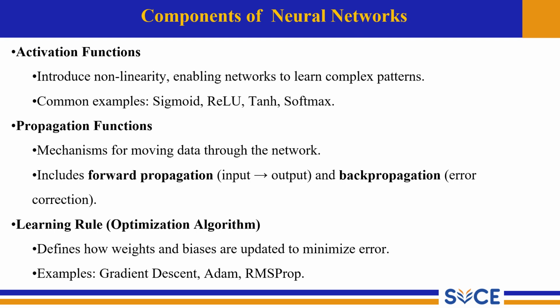Then we have more advanced optimizers like Adam, which combines momentum and adaptive learning rates, making training faster and more stable. Another popular one is RMSProp, which adjusts the learning rate for each parameter and works very well for recurrent and deep networks. In simple terms, the learning rule decides how quickly and how effectively the network learns from its mistakes.